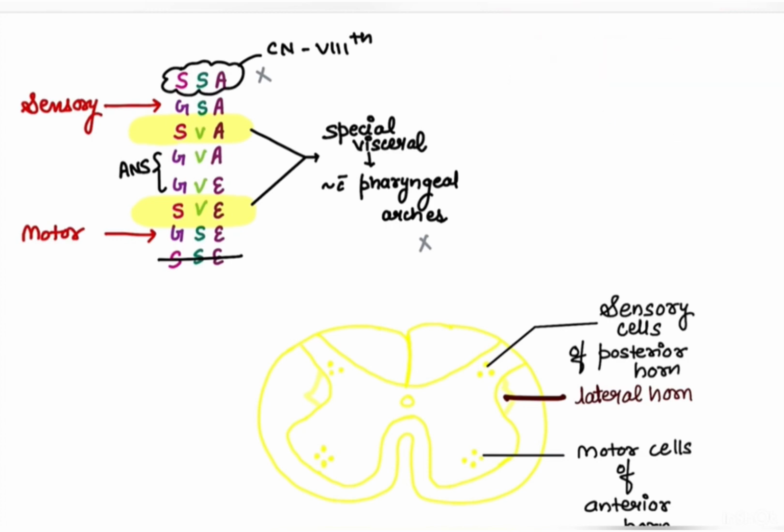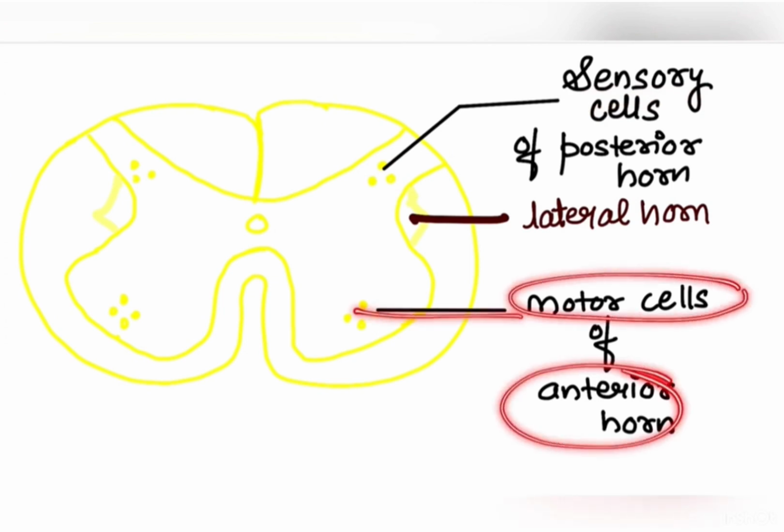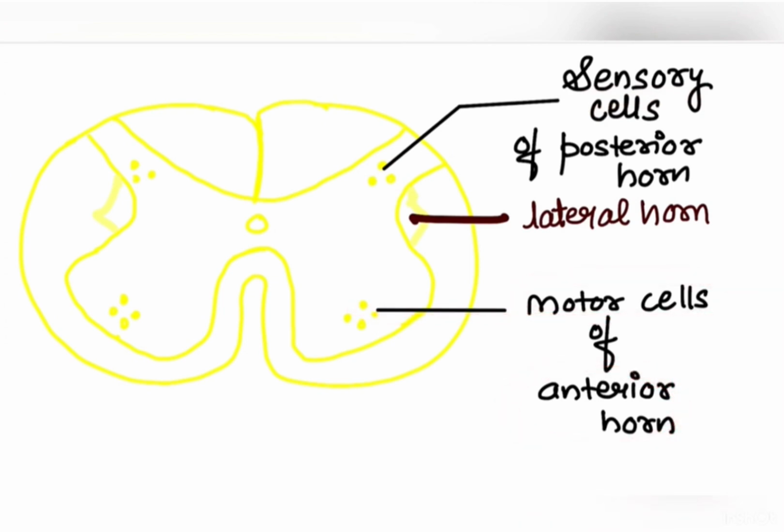If you see the diagram of a spinal cord, you will observe that there is this posterior horn and this anterior horn on both the sides. The posterior horn constitutes sensory cells and the anterior horn constitutes the motor cells. This is a very basic thing which we have been learning since old school days. And the lateral horn is present in some of the spinal segments, basically the thoracic segments, right?